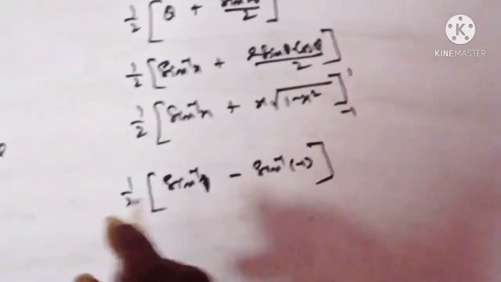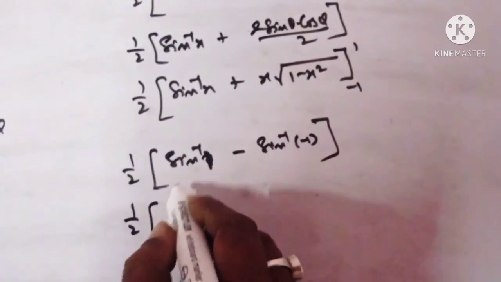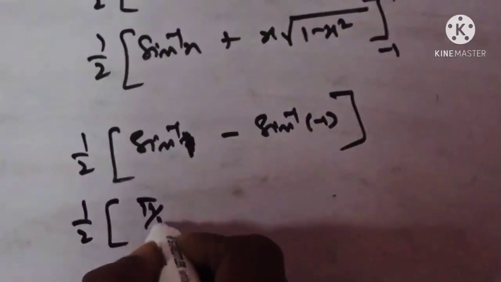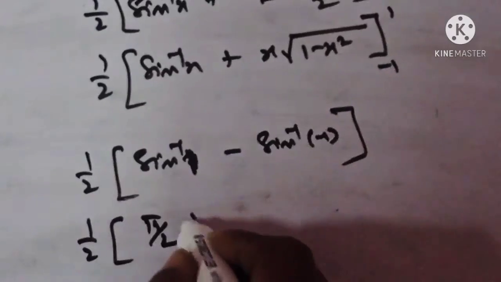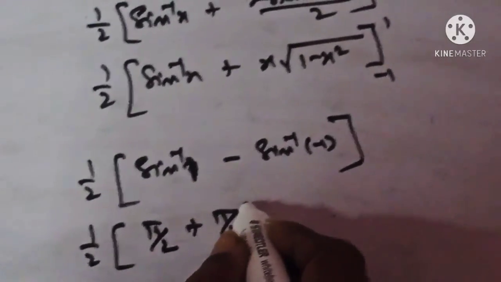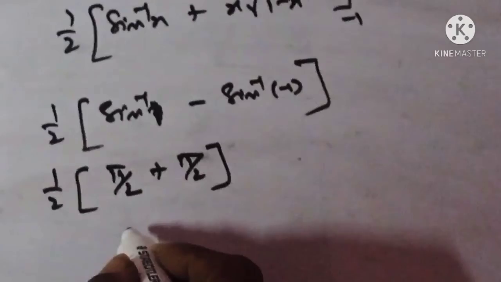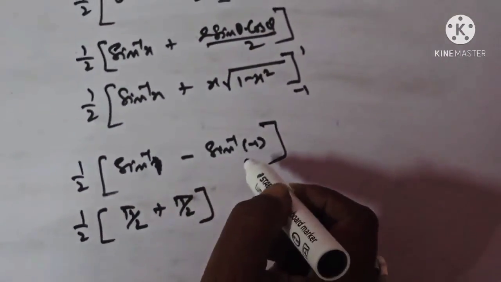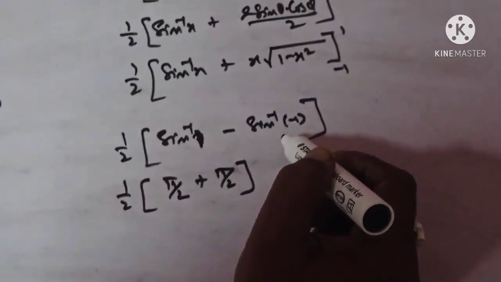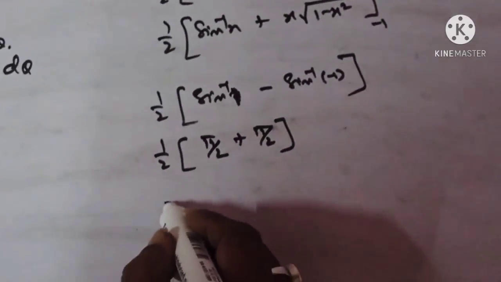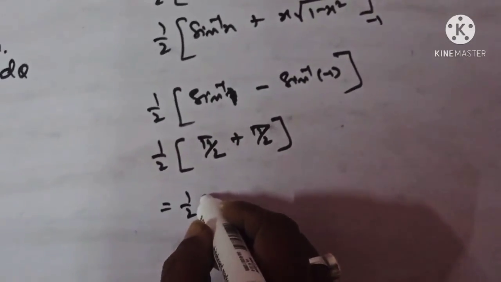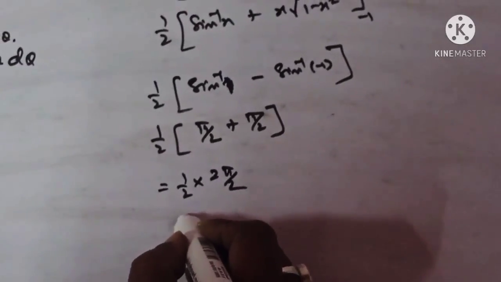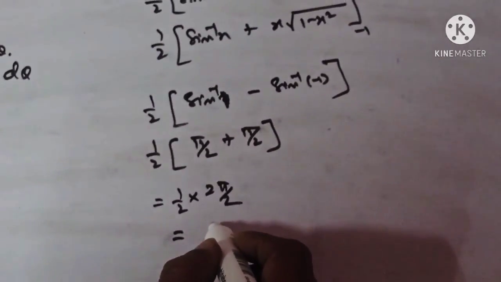So now 1 by 2, this is sine inverse 1, that means it is pi by 2, pi by 2 minus minus plus, this becomes again pi by 2. Sine inverse 1 is pi by 2, so it becomes this. So this comes out to how much? 1 by 2 into 2 pi by 2. So here your result comes out to be pi by 2.